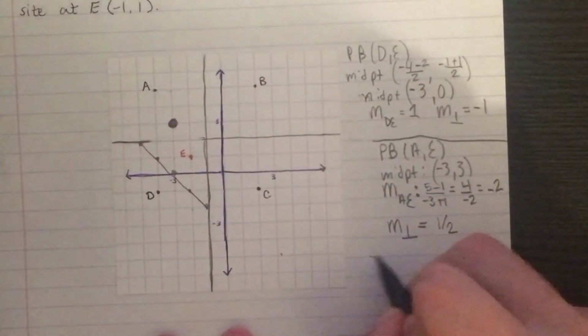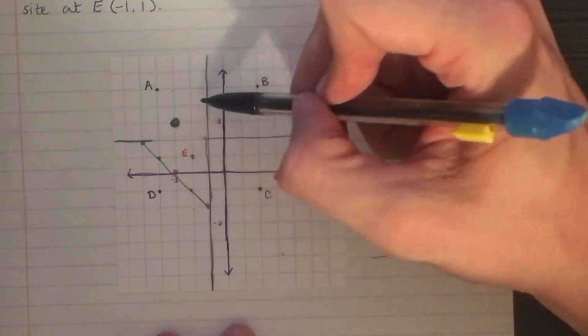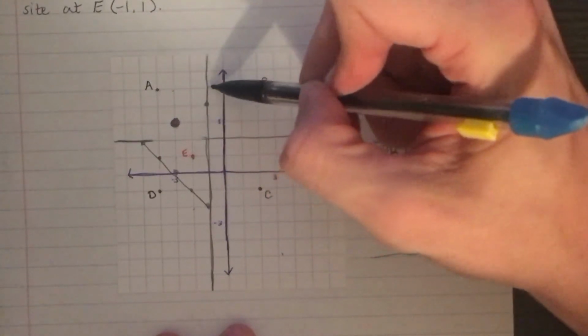So now we've got the midpoint. We're going to say, okay, up 1 over 2, up 1 over 2.